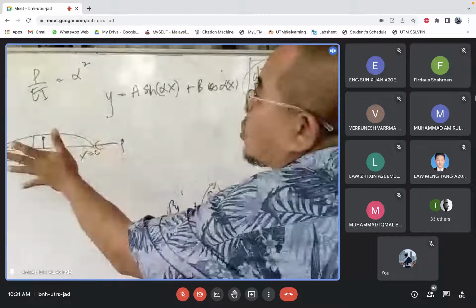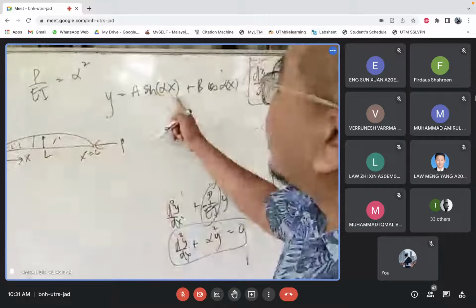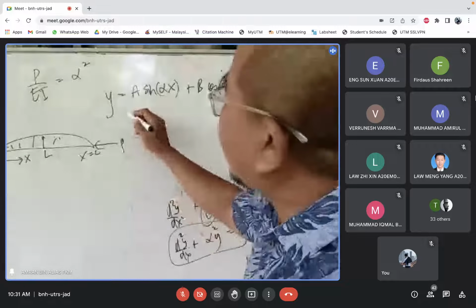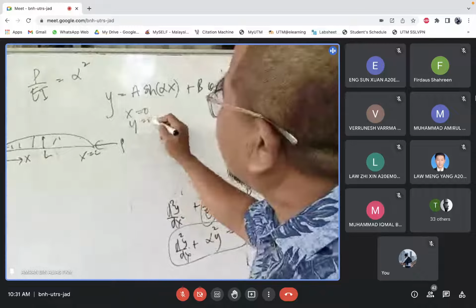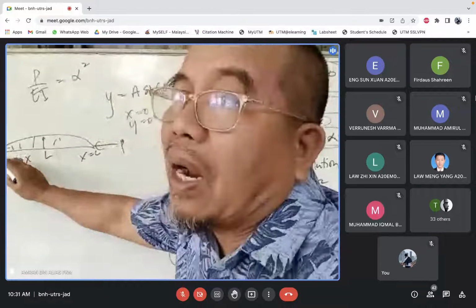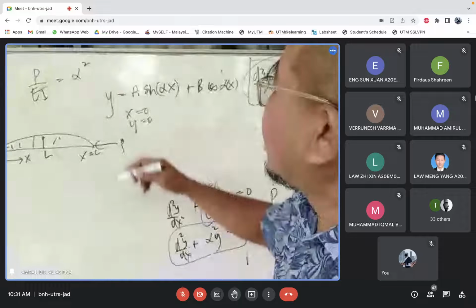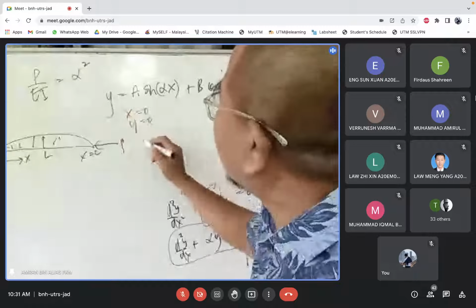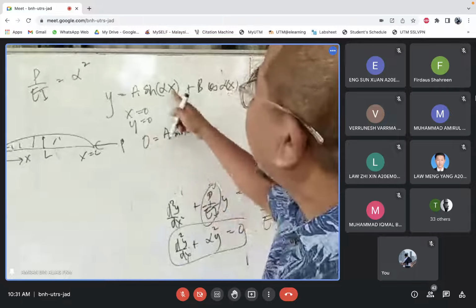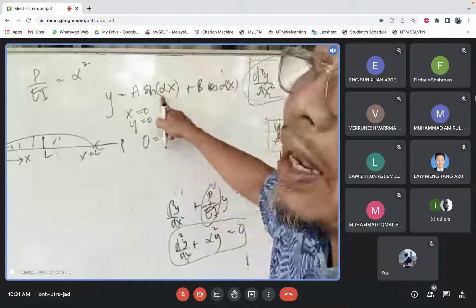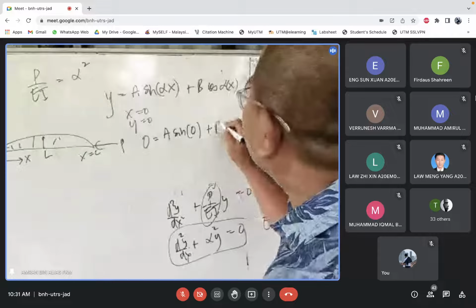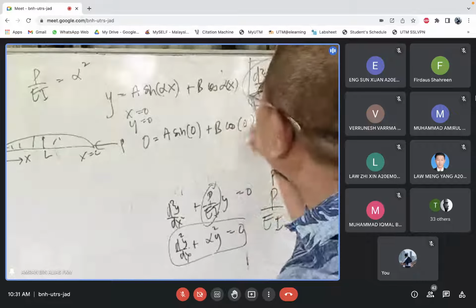But to satisfy this, we have to do the boundary condition. The boundary condition at x is equal to 0, y is equal to 0, right? Here x is equal to 0, your deflection is 0, right? Yes. So put it there. What do we have? y is 0, 0 is equal to A sine of x is 0, x times alpha, 0. Sine 0 plus B cosine 0.